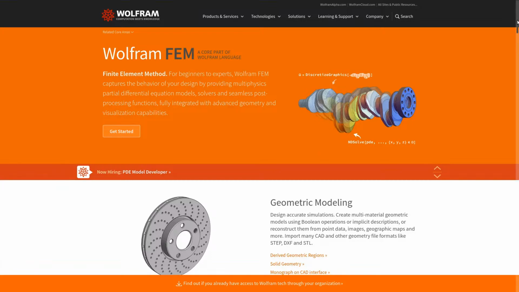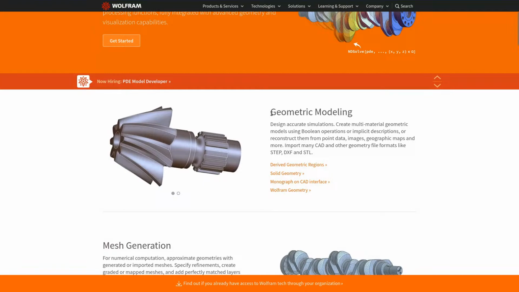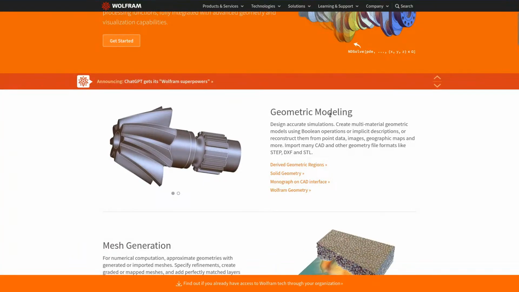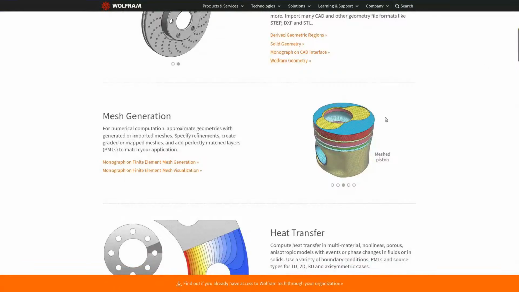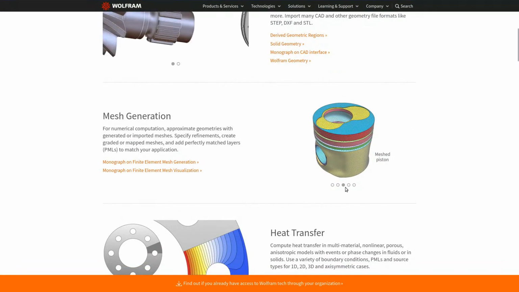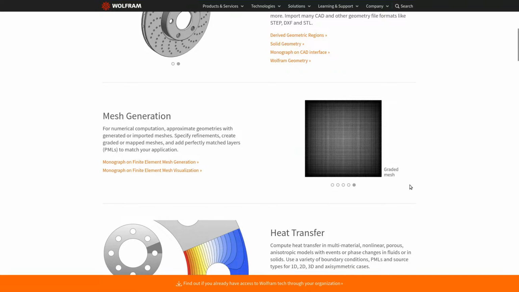So basically, we have capabilities to do geometric modeling. So this is a helical bevel gear, a disc brake, things like that. All of this has been generated in the Wolfram Language. So we have mesh generation. You see a meshed piston here, or we have this meshed crankshaft. We also have graded meshes and things like that.